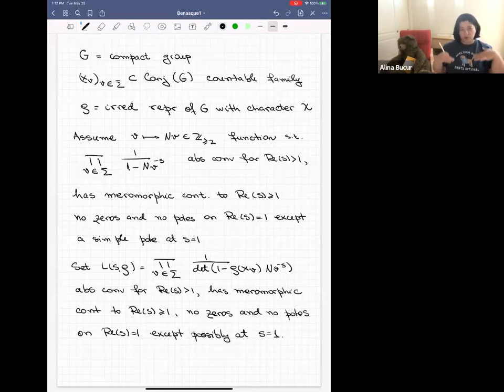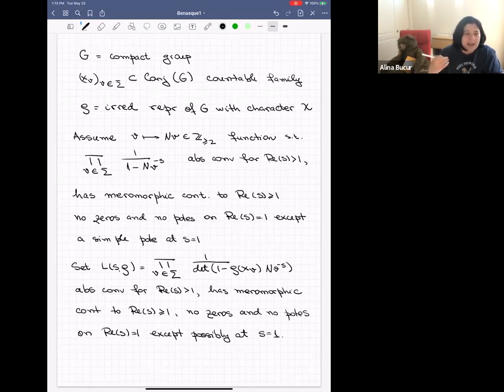And you also define an L-function that's associated not just to rho, but also to this family, that again, you might recognize the shape of. And we assume that, again, this product is absolutely convergent when real part of s is bigger than 1, has meromorphic continuation all the way to the line real part of s equal to 1, with no zeros and no poles on that line, except possibly at s equal 1.